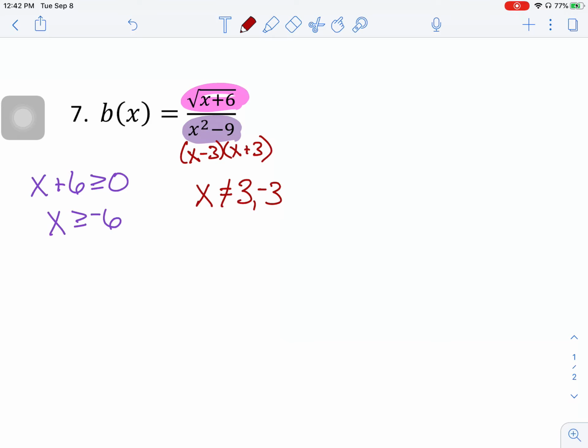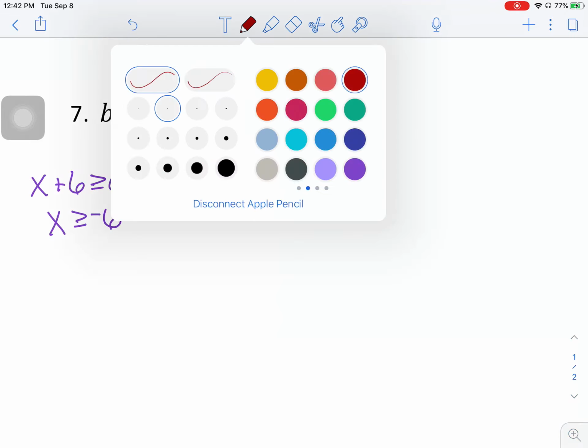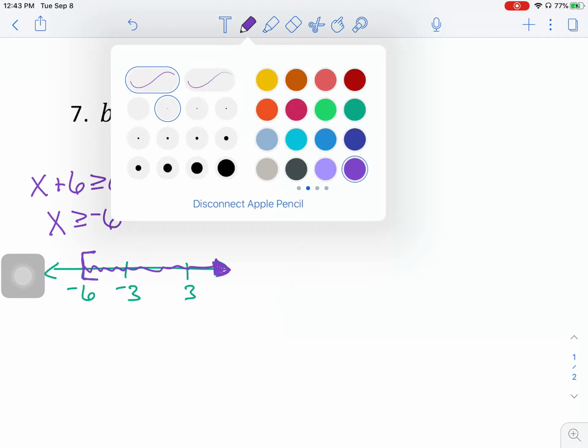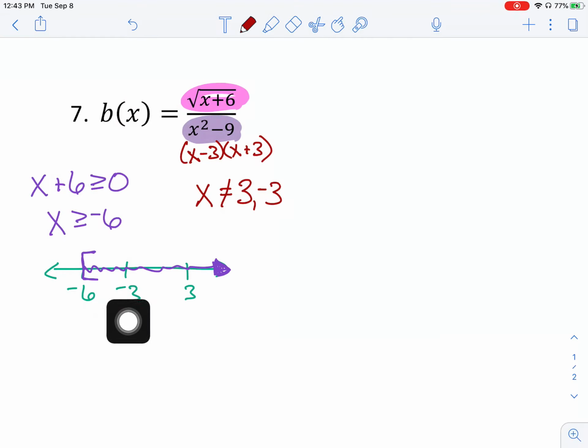For problem number 7 here, I would really definitely recommend using a number line of some sort just to keep everything organized. So we've got -6, -3, and 3. No, I'm not going to worry about making sure these are spaced perfectly, not the purpose. So I know from this first part, x has to be greater than or equal to -6. So I'm going to use a little bracket here at -6 and shade greater. Okay, so that's the first part. The second part says that as I'm shading along here, when I get to -3, I need to throw -3 out. When I get to +3, I need to throw +3 out.